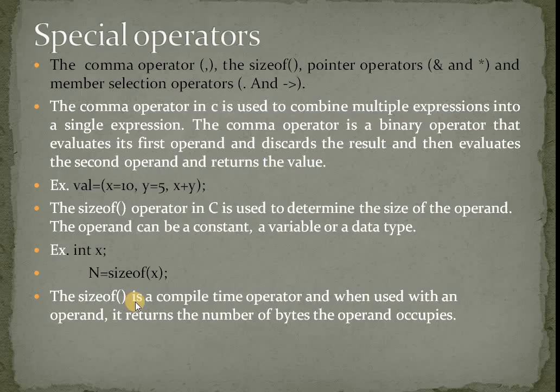The sizeof is a compile time operator, and when used with an operand, it returns the number of bytes the operand occupies. So one more example, m is equal to sizeof(int). Now in this case, int is not a variable, int is a data type. Again, integer requires 2 bytes, so the value of m will be 2. Okay, so here I finish with all the operators. I hope you have understood.